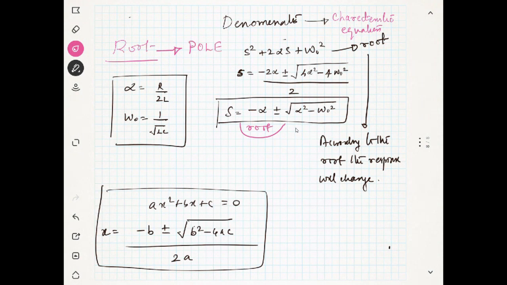Have you heard about this? So the root of this characteristic equation, the CE, that means the root of the characteristic equation is known as the pole of the system. So according to the nature of the pole, you will get different responses. So I write the pole of the system now. My root I am going to write, or I will say, pole of the system.